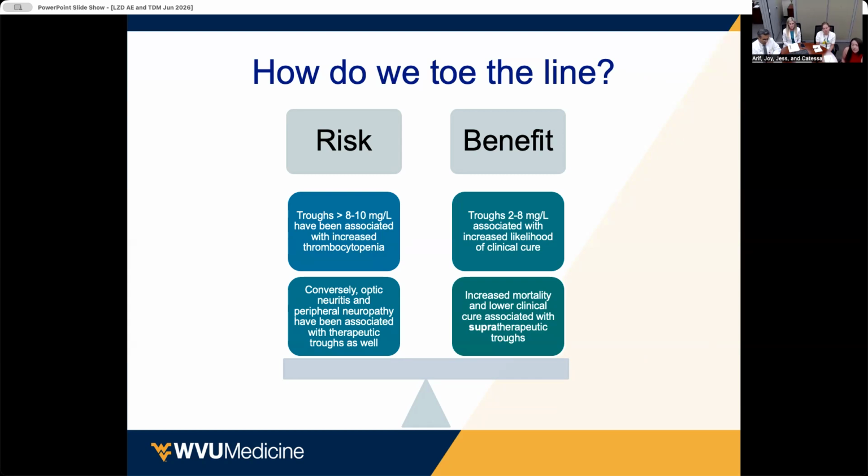There's actually a recent study that just came out that showed an increased mortality and lower clinical cure rate associated with supratherapeutic troughs. So you think, oh, the more the better. Actually, that's probably not the case. So not only with supratherapeutic troughs are we putting our patients at higher risk for toxicity, we're doing them no clinical benefit either, by potentially increasing mortality and lowering clinical cure.